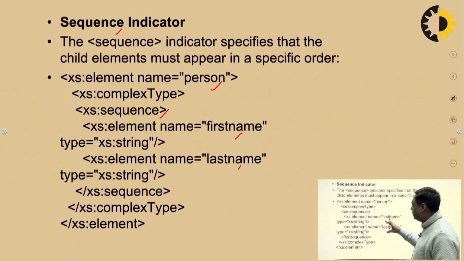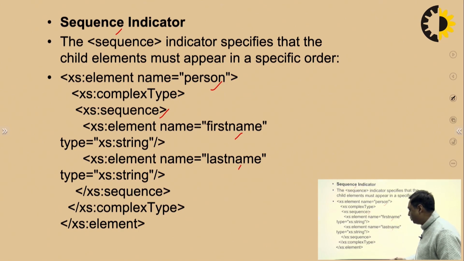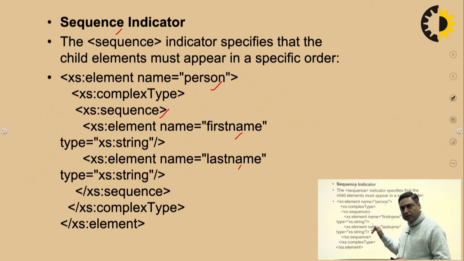So, the sequence indicator forces a mandatory requirement that all the elements within the sequence indicator must be in the proper sequence as mentioned in the XML schema. So, when you define the XML file based on this XML schema, we need to ensure that the first name should be written first and after the first name we can write the last name.